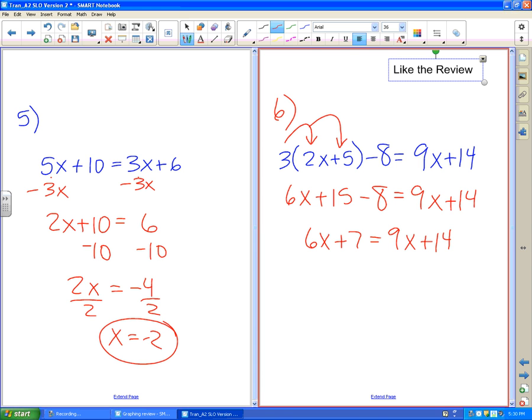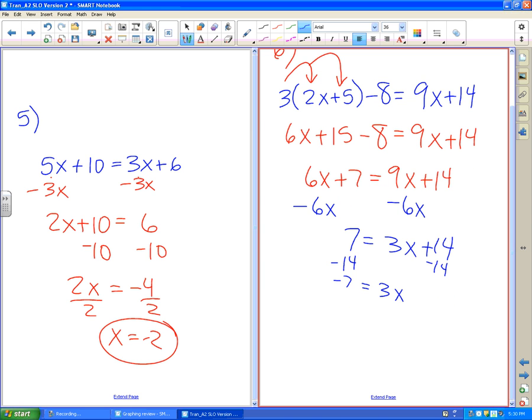And we have x's on both sides. We're going to subtract the smaller x. Okay. Subtract 14 from both sides. 3x equals negative 7. Divide by 3.